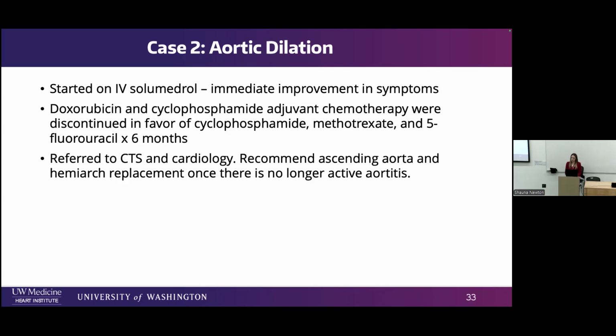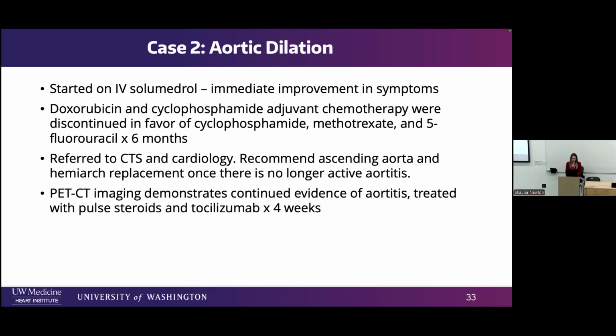She gets referred to CT surgery and to cardiology, and CT surgery was not excited about doing a surgery at this time, but wanted to do an ascending aorta and hemiarch replacement once there was no longer active aortitis. So she undergoes surveillance PET imaging after this treatment, and unfortunately she has continued evidence of aortitis. So she gets treated with pulse dose steroids and tocilizumab for 4 weeks. She has another PET CT that shows continued evidence, so she gets another dose of tocilizumab, and then this happens again, and so she gets another 6 weeks of cyclophosphamide.